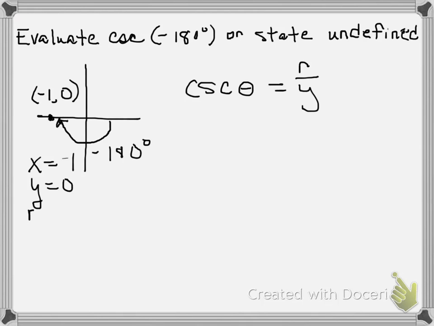But I'll go ahead and include the fact that r would have to be 1 also, because the distance from 0 to that point is 1. Alright, so subbing in the r being 1 and the y being 0, we do find that it is undefined. So it's neither positive or negative, and I believe that was your question. Which one is it? It's neither.